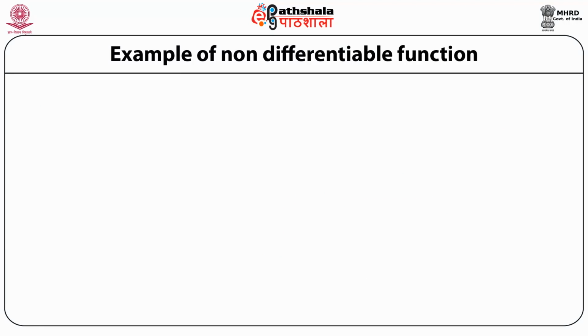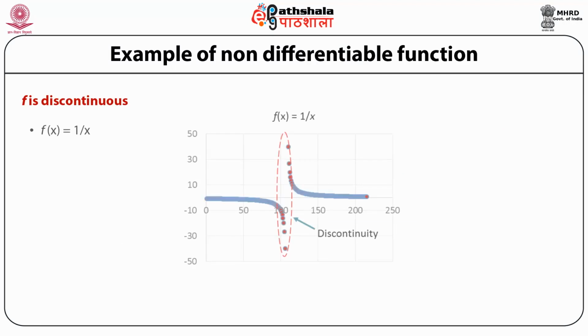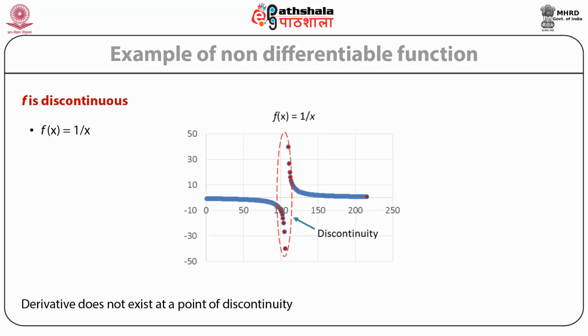Example of a non-differentiable function. f is discontinuous for a function like 1 over x, and you can see that when we are coming from the left hand side and the right hand side, the value is not the same, and there is a discontinuity. There is no point which connects the left side curve and the right side curve. This is the discontinuity, so this function cannot be differentiable in this region.